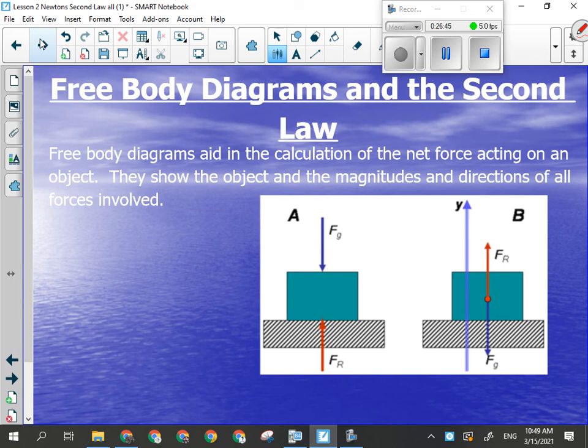All right, so free body diagrams, we've already talked about those. This is just a quick review. We do not draw free body diagrams with the forces acting into the center. We draw them acting from the center. We put the mass in the middle of the box, and we draw the forces as though they act from the center.